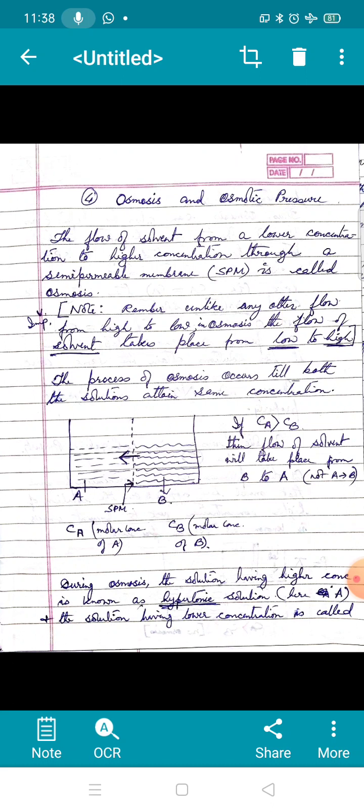The process of osmosis occurs until both solutions attain the same concentration. So how long will the process of osmosis occur? Till the two solutions attain the same concentration.